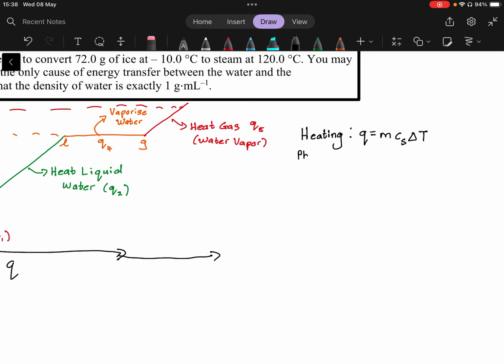For something undergoing a phase change, we calculate the heat as the delta H, so the heat of fusion or the heat of vaporization or heat of sublimation or whatever, times the mass. Right, and why can we write that? Because we know this process happens at constant pressure.